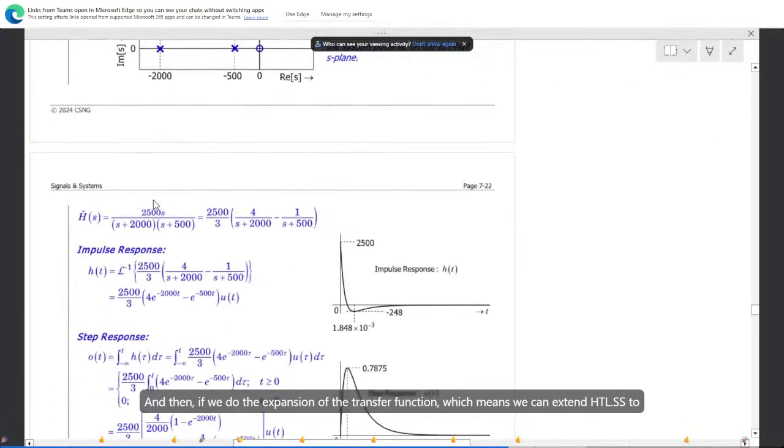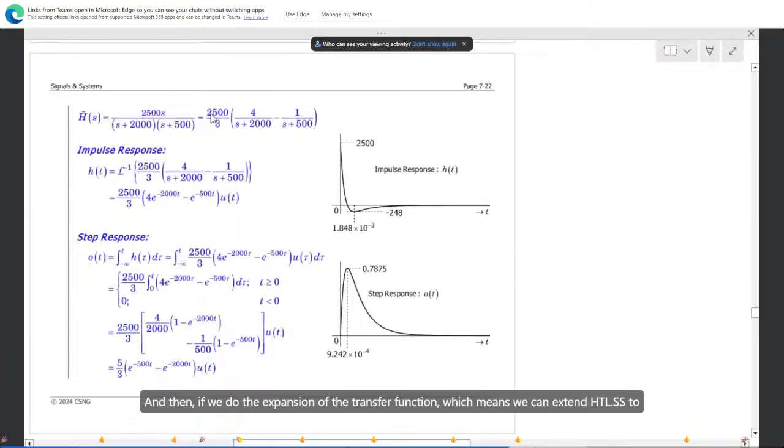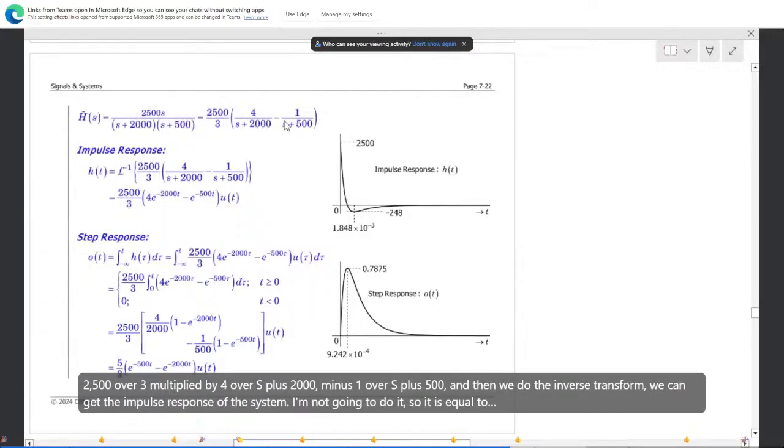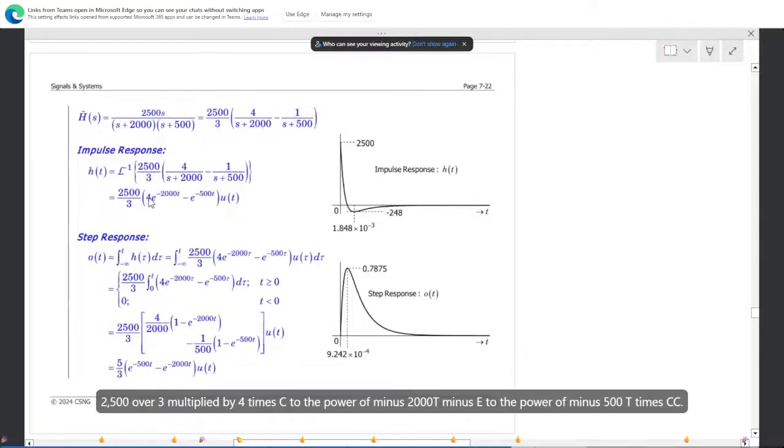Then if we do the expansion of the transfer function, we can write H(s) as 2500 over 3 multiplied by 4 over s plus 2000 minus 1 over s plus 500. Then we do the inverse Laplace transform, and we can get the impulse response of the system. I'm not going to do it. So it is equal to 2500 over 3 multiplied by 4 times e to the power of minus 2000t minus e to the power of minus 500t, times u(t).